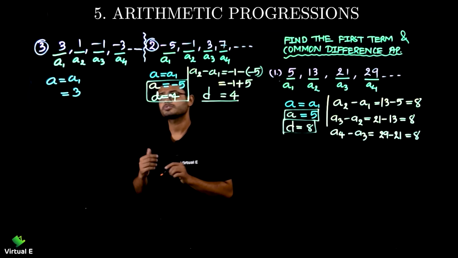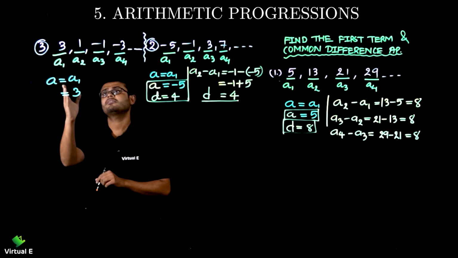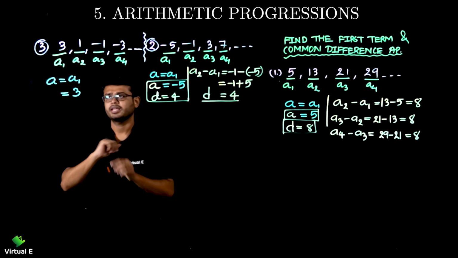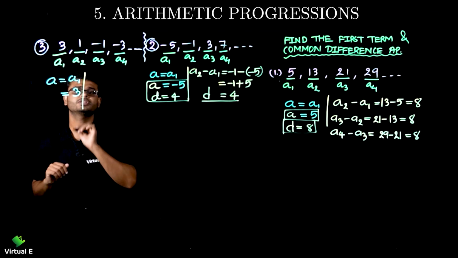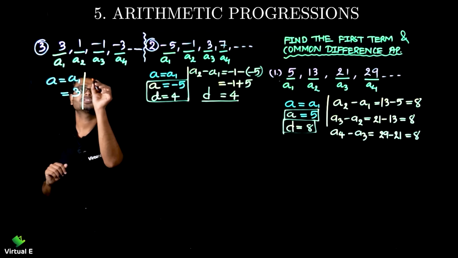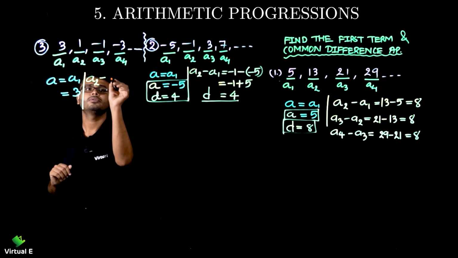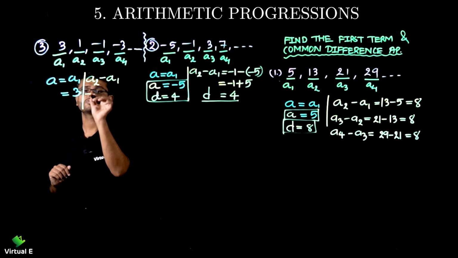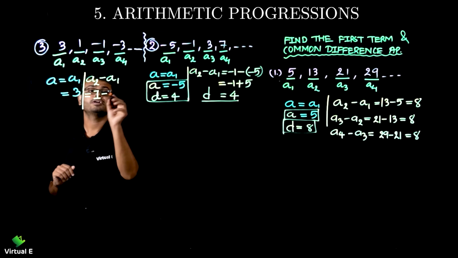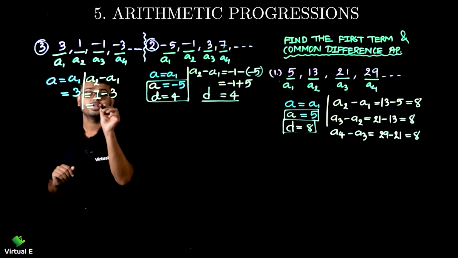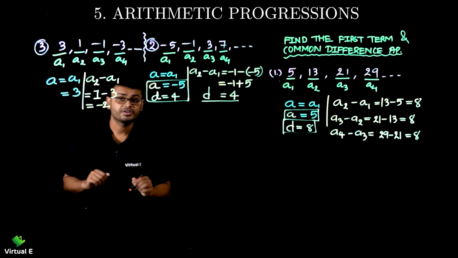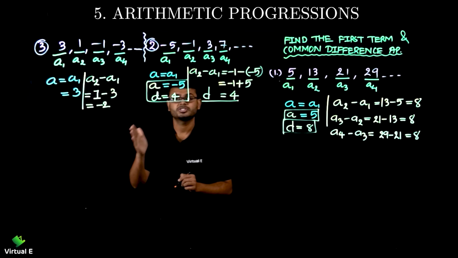Let's do the next one. Here a1, a2, a3, a4 are all ready. So let's start with the common difference. For the common difference, I will be doing a2 minus a1. So what is my value of a2? 1. What is my value of a1? Which is 3. So in this case, my common difference is negative, minus 2.